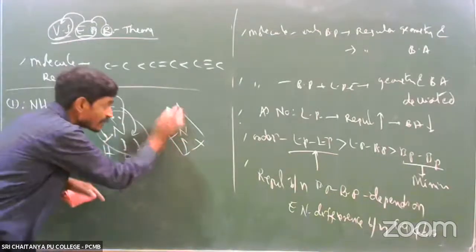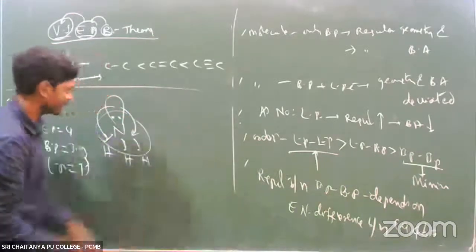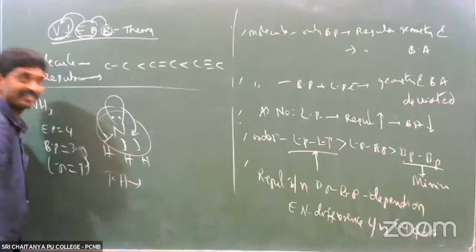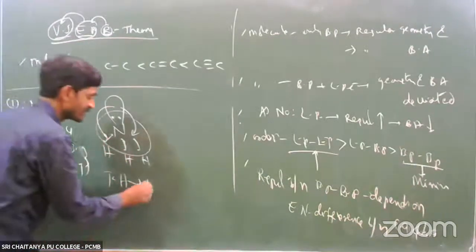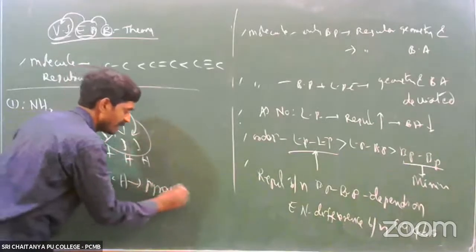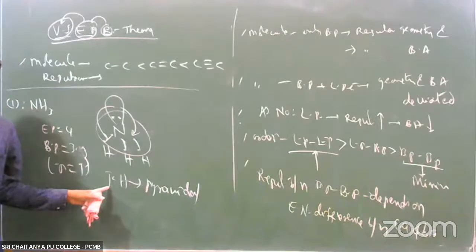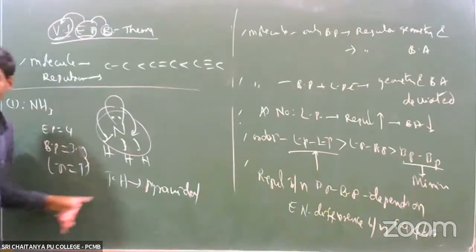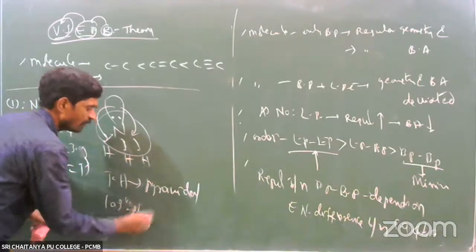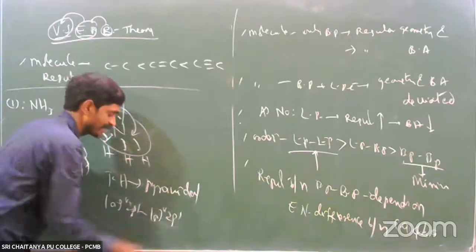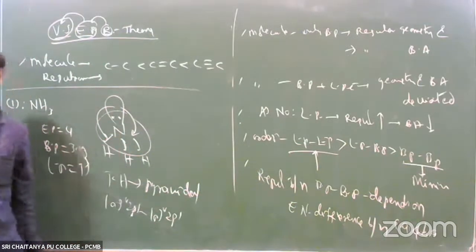But it is the lone pair that causes repulsions on the bond pairs. Because of that, the tetrahedral geometry changes to pyramidal. And the tetrahedral bond angle is 109 degrees 28 minutes. This changes to 107 degrees. 109 to 107, that is a decrease. Why? Because of the repulsions, right?